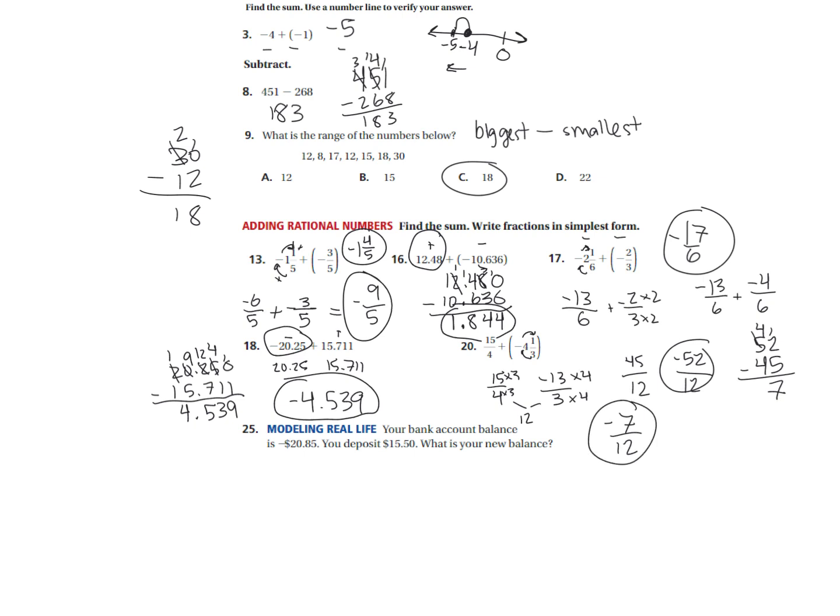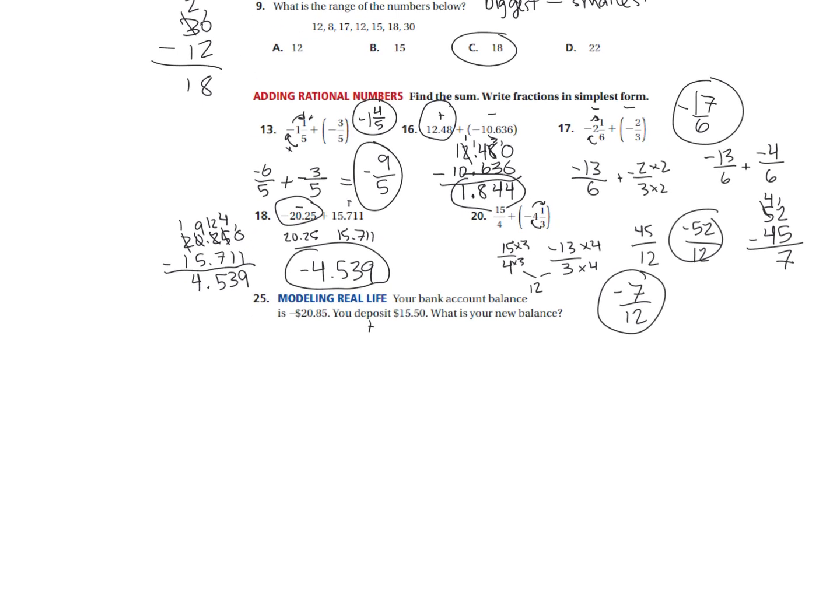All right, my bank account balance is negative $20.85, and I deposit, which means add, $15.50. What's my new balance? Well, I have a negative and a positive working against each other for the absolute values. 20.85 is bigger than 15.50. So when I set this up, we're going to subtract like so.